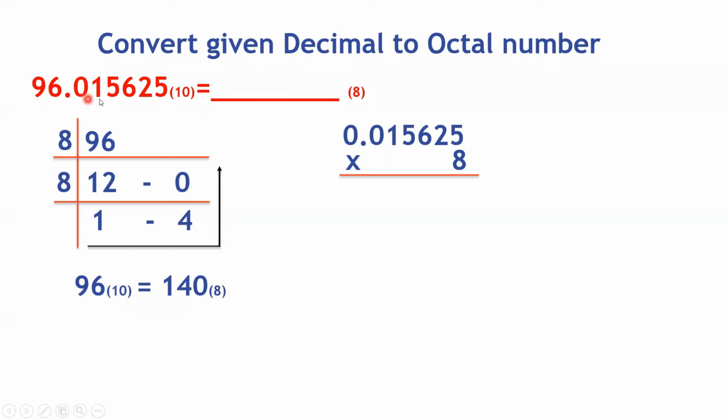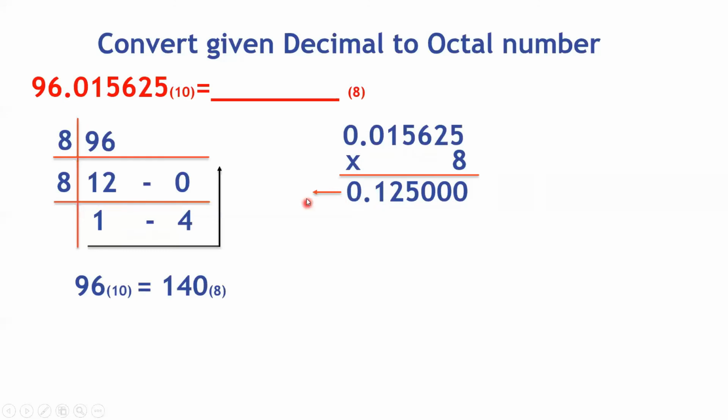Now again we have to take 0.015625. Here we are supposed to multiply it by 8. 8 5s are 40, so 0 and then 4. 8 2s are 16 plus 4, 20. So 2 here. 8 6s are 48. So the final answer after multiplication of 0.015625 into 8 is this.